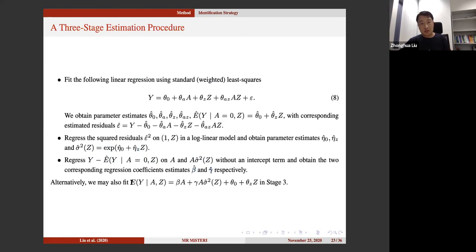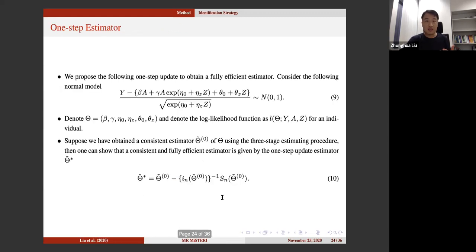You can also do this for the last step. You can regress Y on A times sigma square Z, which is the fitted value from the second step, and Z. You can estimate the beta and the gamma. The estimator will be consistent, even if it is not fully efficient, but it is consistent.